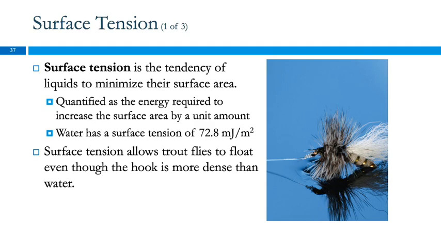Surface tension can be defined as the tendency of liquids to minimize their surface area. And it's quantified as the energy required to increase the surface area by a particular amount. Water has a surface tension of 72.8 millijoules per square meter. Great, we don't need to do anything with that number.